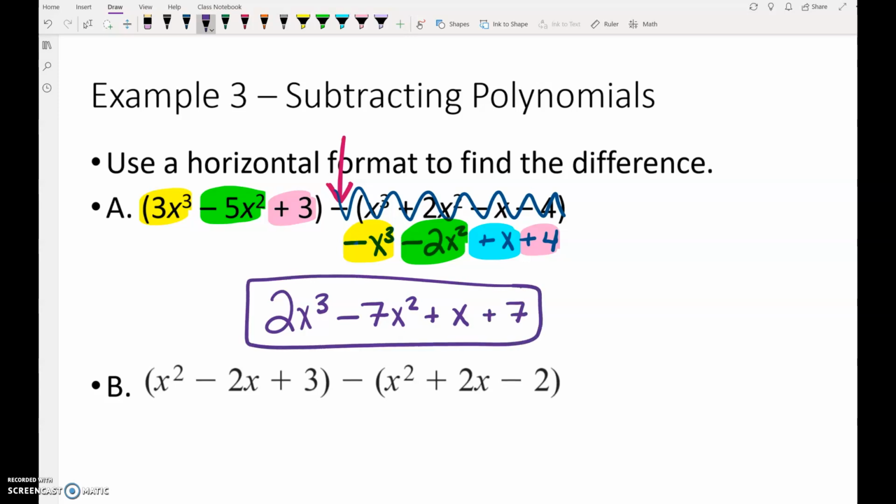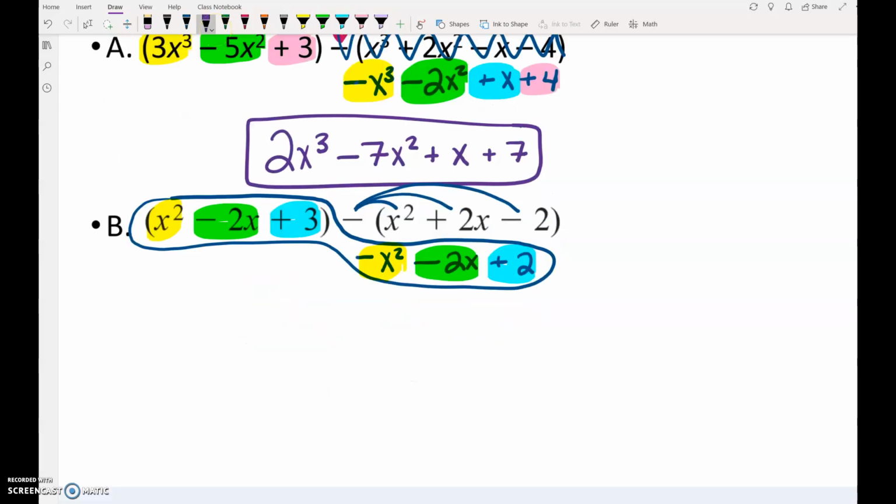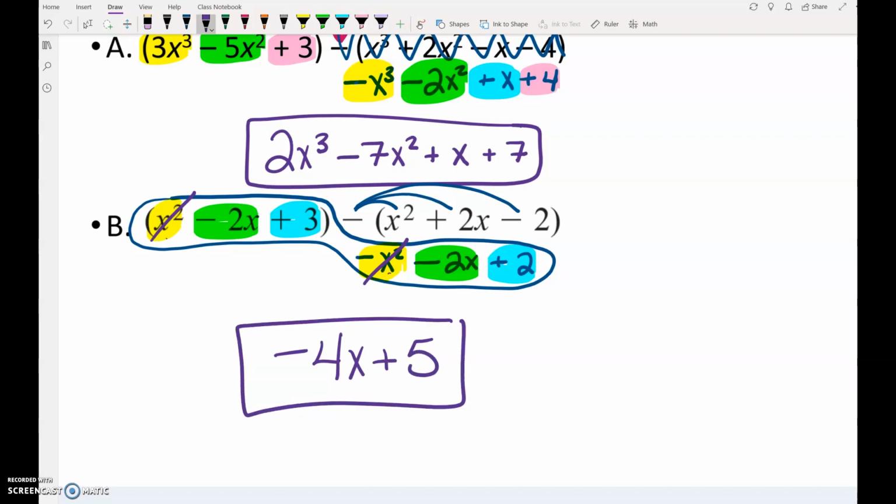Please try part B on your own. So I started by distributing my negative to rewrite that second polynomial as -x squared minus 2x plus 2. Then we combine like terms. X squared and -x squared, those cancel each other out. -2x and -2x is -4x. 3 and 2 is 5. So that's an example where in the process of subtracting, something cancels out.